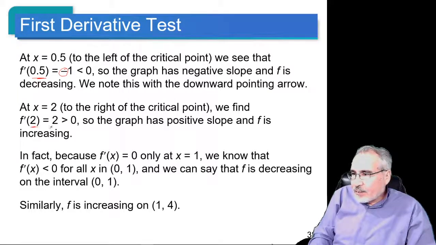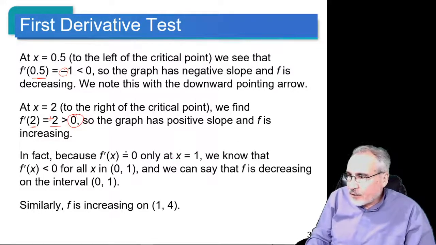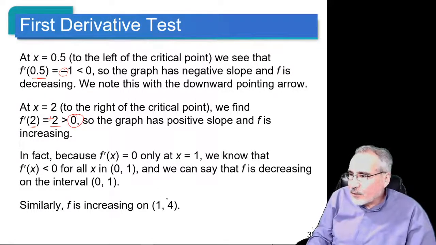And then they do the same thing here. It's greater than 0. Again, it's positive. And so its slope is increasing. And so this is just walking. So f is increasing on 1 to 4.